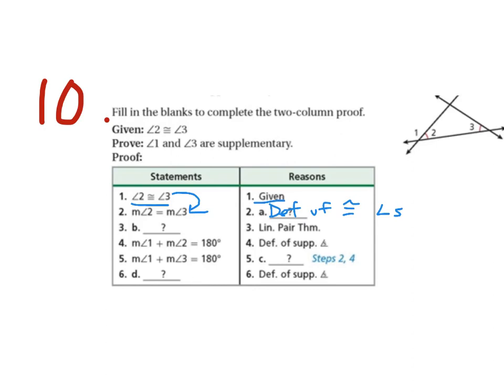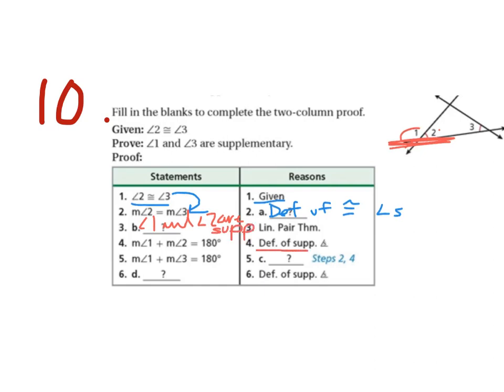Now the linear pair theorem, if we look back in 2.6 PowerPoints, we know that the linear pair theorem states that if two angles form a linear pair, then they are supplementary. So we know that since 1 and 2 form a linear pair, 1 and 2, they're on this line. So angle 1 and angle 2 are supplementary.